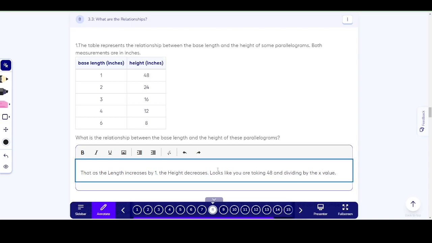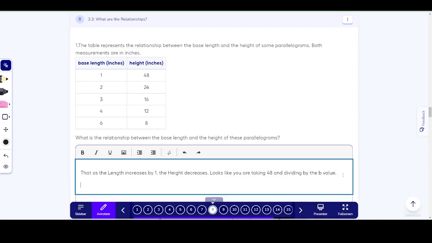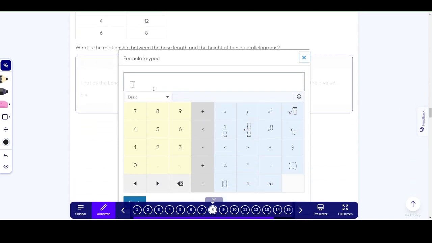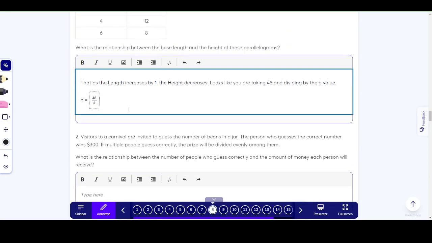So that makes it nice and easy. I wouldn't say x value. I would say b value, because base is b, height is h. So we can write an equation. The equation would be the height is equal to 48 divided by b. And there you go. There's my value.